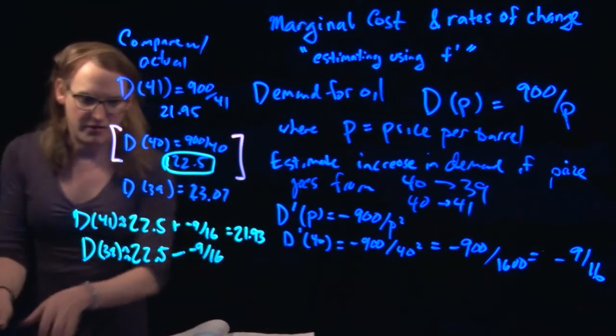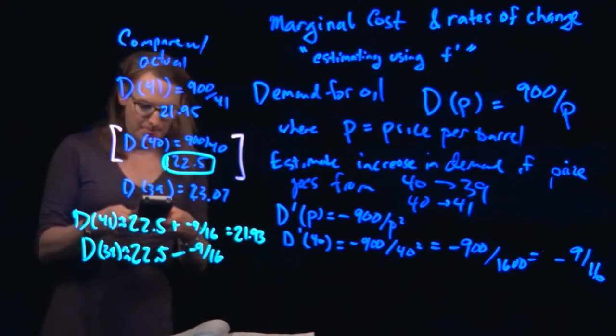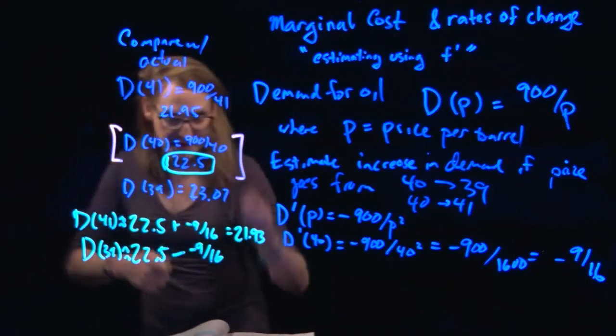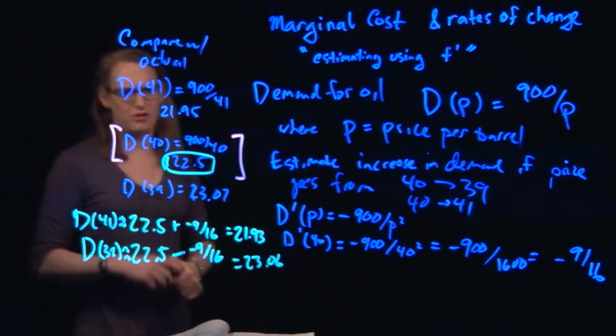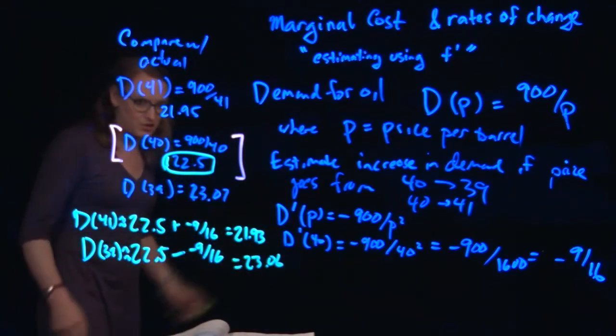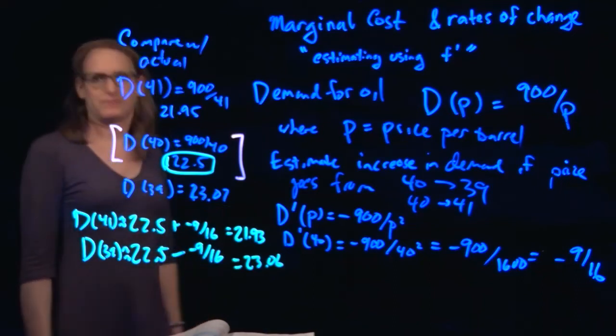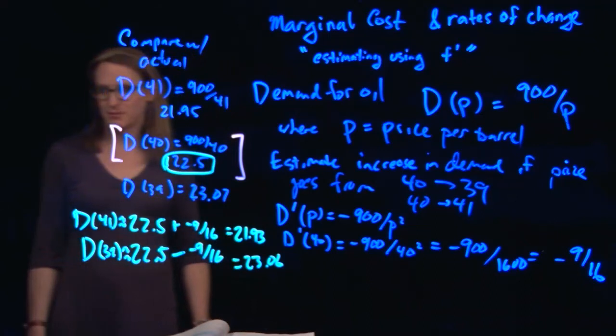So let's go ahead and run that number and see how close we were. 22.5 minus negative 9 over 16. Ooh, 23.06. Oh, yeah. Oh, that's wicked cool. 23.06. 23.07 was the actual function value. That's pretty awesome. Yeah, that was totally a successful estimate.